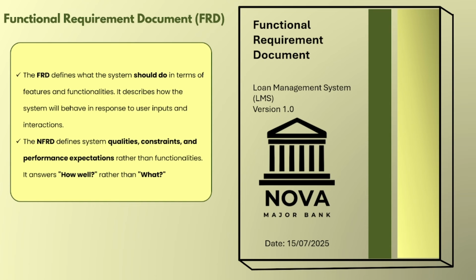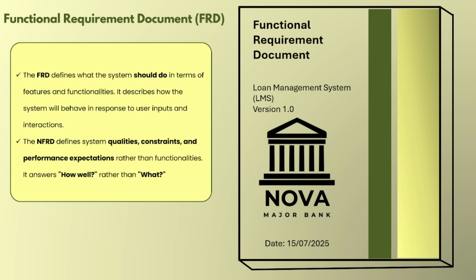And there is another part alongside the functional requirement document, that is the non-functional requirement document. It defines qualities, constraints, and performance expectations rather than functionalities. It answers how well rather than what. Well, the functional requirement document is one step ahead of the BRD, and the non-functional document tells us how to resolve this particular issue. Means you have provided us what, we are providing you how we will do this particular thing.